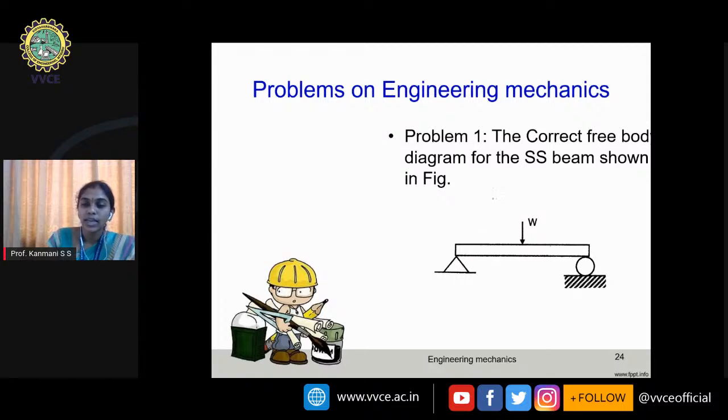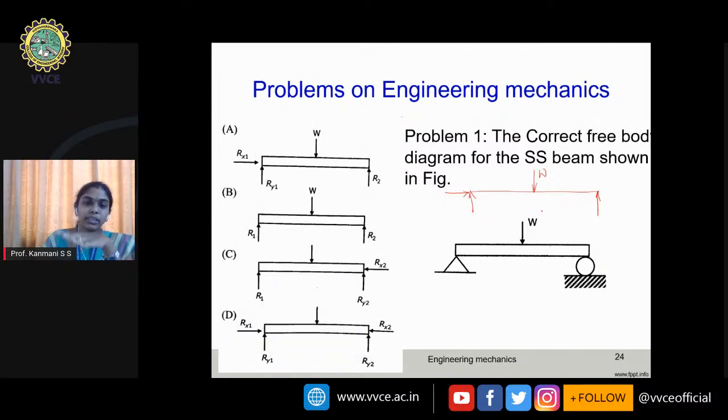So make sure that here the body will be written like this. This is the force W. This is a roller support. At roller support, we have only one force. At hinge support, we have two reactions, one horizontal, another vertical. So two reactions at the hinge support and one reaction at the roller support. So this is what we have for the free body diagram. So let us see the options and pick the right one.